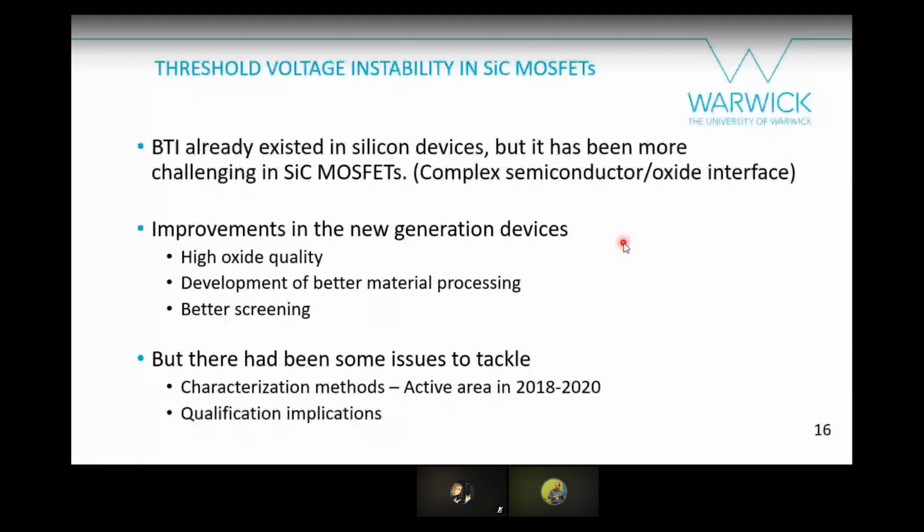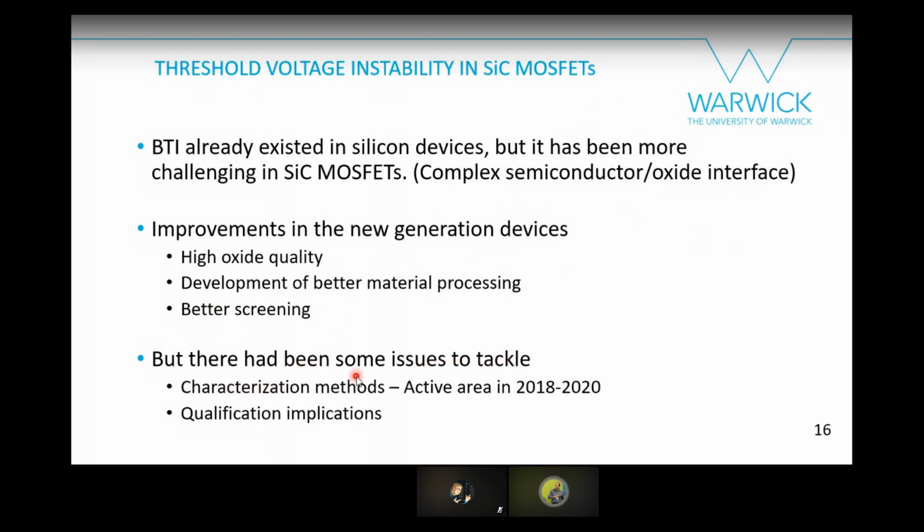BTI already existed in silicon devices, but it has been more challenging in silicon carbide MOSFETs. It's just a more complex semiconductor oxide interface, with a higher density of traps, and the bandgap and band offsets are smaller. So there have been improvements in the new generation devices. So it's important that people know that this problem was there, and they have been working on the new generation devices. So things have changed. It's the higher oxide quality, better material processing, better screening. But there are still some issues to tackle.